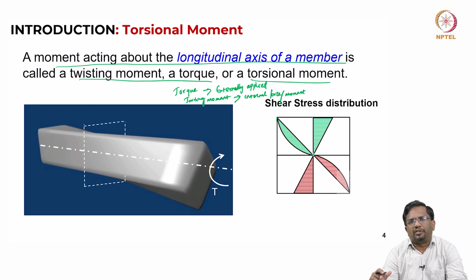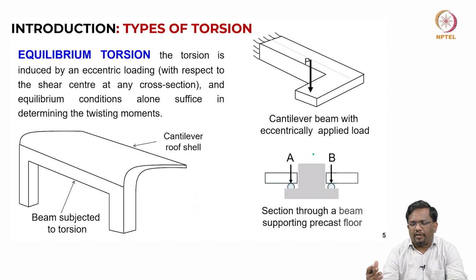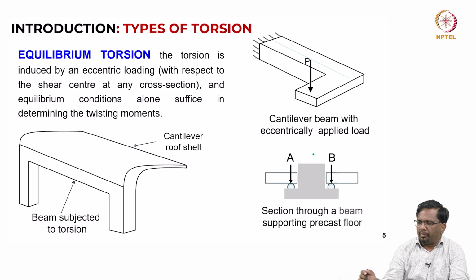Now, the stress distribution also depends upon the shape of the cross section, whether it is prismatic or non-prismatic, whether it is circular or rectilinear. The section will determine the shear stress distribution, which we will study in a later part. Okay, what are the different types of torsion that we have? Some examples have been given here. We have typically two types of torsion.